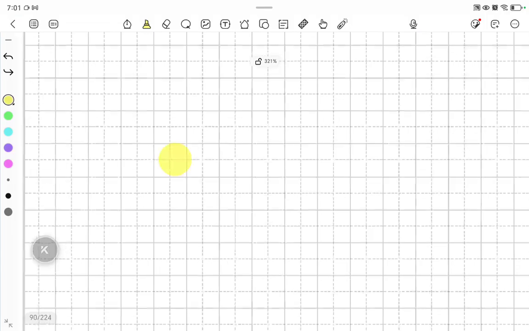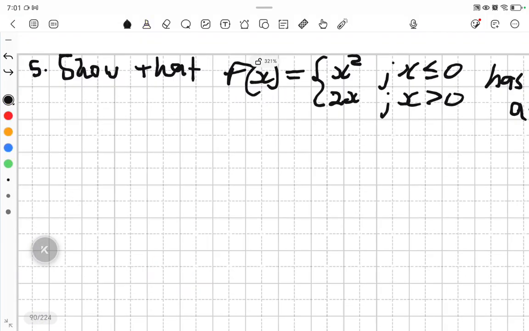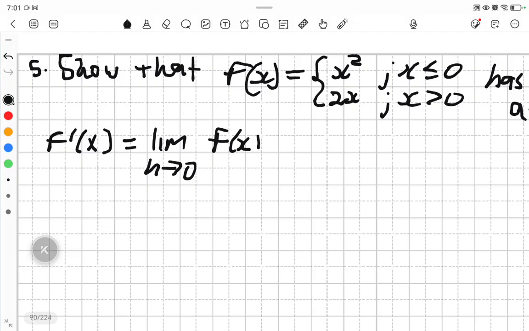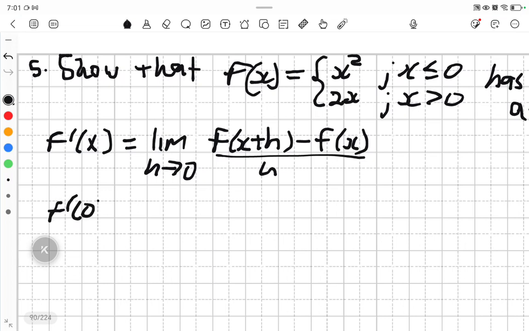Every time we're dealing with one-sided limits, we need to first say f prime of x is equal to the limit. We'll put the formula first. You see, right? As h approaches 0 of f of x plus h minus f of x, all over h. Then we want to show that it has no derivative at x equals to 0, right? So first we need to put 0 here on x, because these are one-sided, right? So we need to put 0.